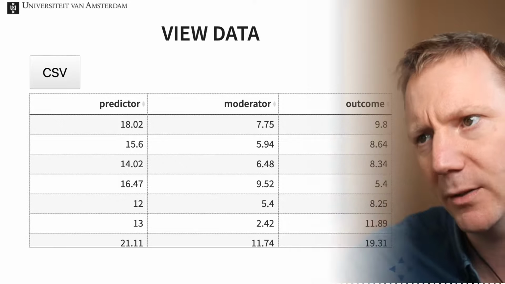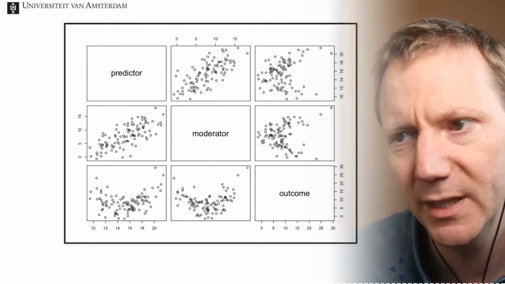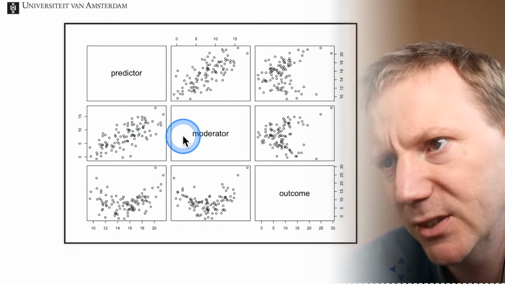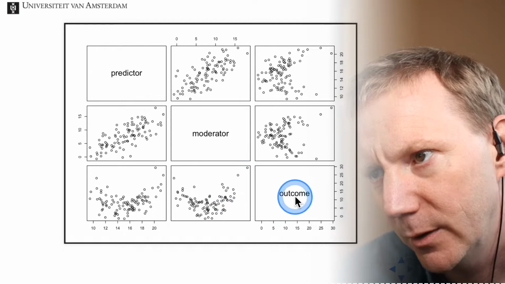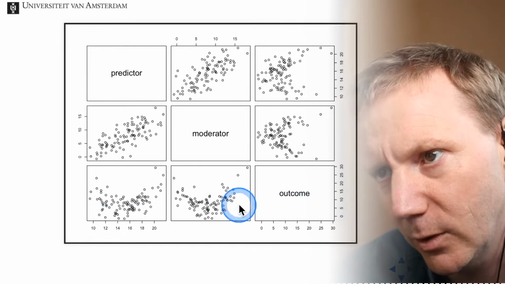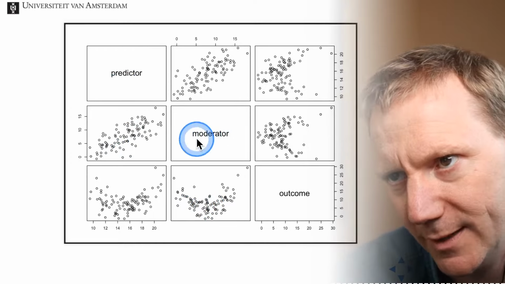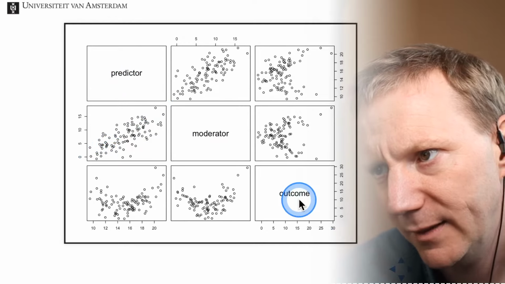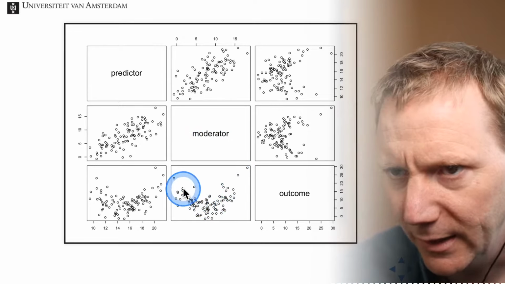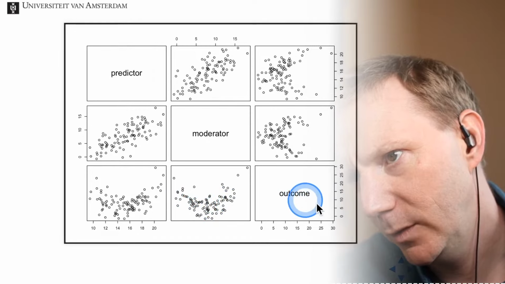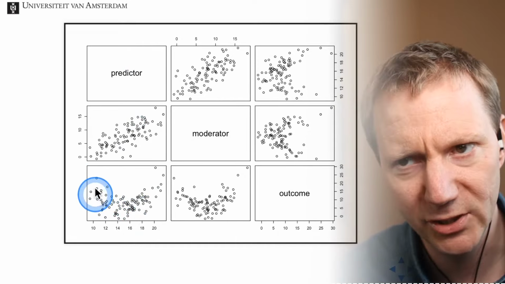So I have the predictor, the moderator, and the outcome. And of course I can create a scatter plot of these. And I can see what the relation is of the moderator with the predictor, and also of the outcome with the predictor and of the outcome with the moderator. What we see is that there's a clear linear relation between the moderator and the predictor, right? But if you look at the outcome related to the moderator, then this is not a linear relation. And if you look at the outcome compared with the predictor, this is also not a linear relation.